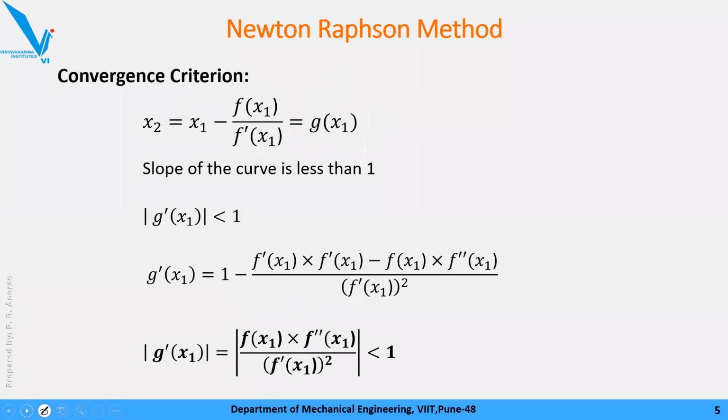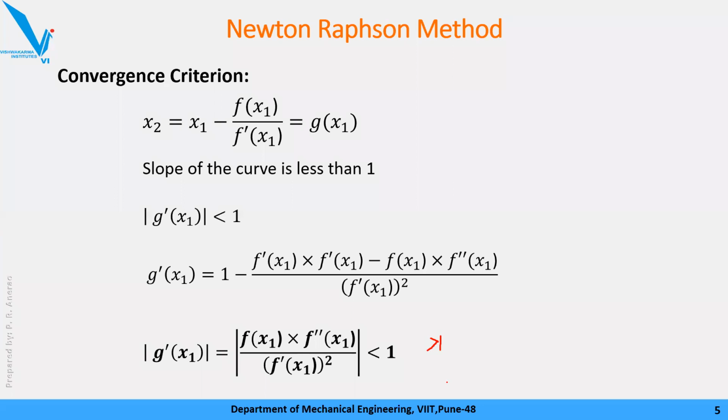Okay, so the absolute value of g dash of x1, if this value is less than 1, that means our initial guess is correct, we can go for iteration. If it is wrong, if somehow you solve this and g dash of x1 is greater than 1, then you have to change the guess. You take some other guess.